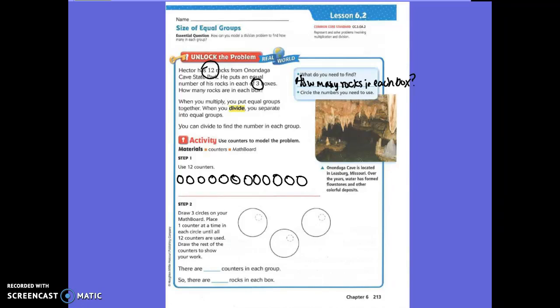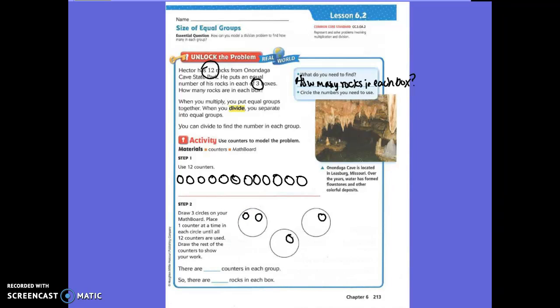You do 1 in one circle. Then you move to the next circle and you put 1 in the next circle. And then you move to the next circle and you put 1 in the next circle. So now I have 1 circle in each of my big circles, don't I? What is that little circle called? It's a counter. Okay. So I have 1 counter in each of them. I need to put all 12 counters in those groups. Okay? So I'm going to put another counter in.